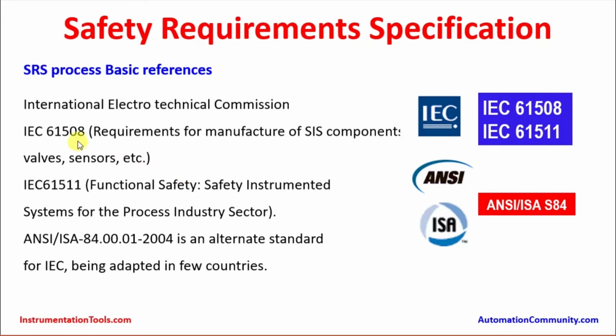IEC 61508 is one standard. It is for the requirements for manufacture of SIS components, valves, sensors, etc. So this is basically for the manufacturers who are producing the SIS related components like valves, sensors, as well as logic solvers. IEC 61511 is a standard for safety instrumented systems for the process industry sector. ANSI/ISA S84 is an alternate standard, equivalent to IEC 61511, being adapted in the Americas.